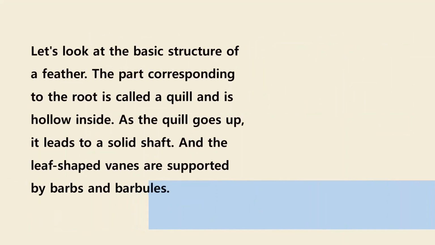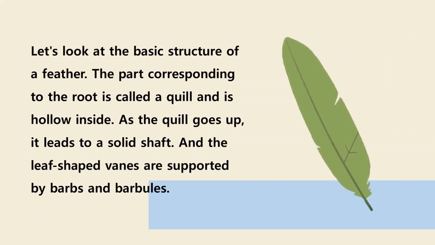Let's look at the basic structure of a feather. The part corresponding to the root is called a quill and is hollow inside. As the quill goes up, it leads to a solid shaft, and the leaf-shaped veins are supported by barbs and barbules.